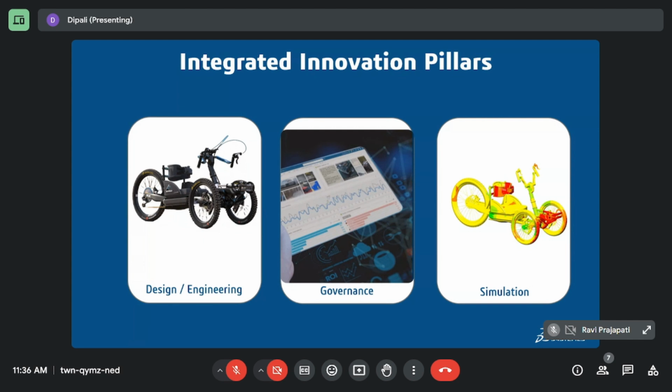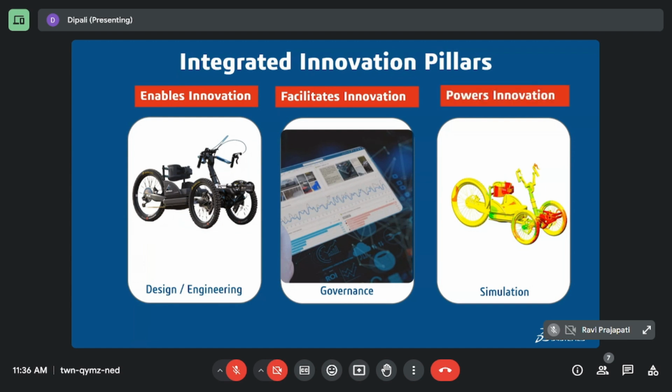Okay. First is design and engineering, which makes the innovation possible. Another is governance, which facilitates the innovation, and the third one is simulation, which empowers the innovation. Now I would like to emphasize simulation. So you may ask, why simulation? In support of that, I have one video which shows how we can empower innovation with the help of simulation.